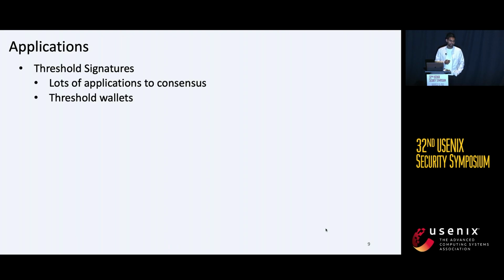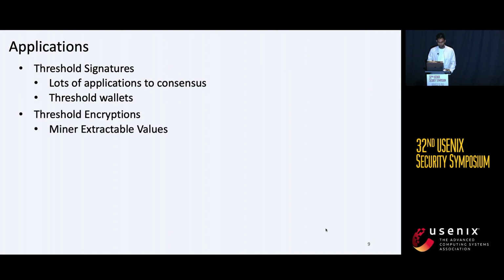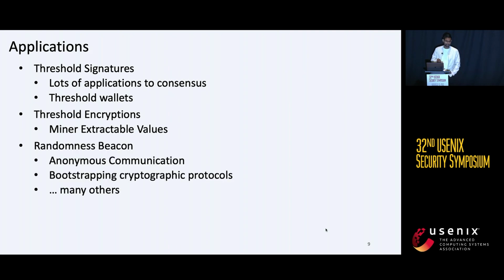DKGs have many applications. For example, you can use DKG as a building block for threshold signatures, which have other applications in consensus. You can also use it to build threshold encryption, randomness beacons, and many other things.